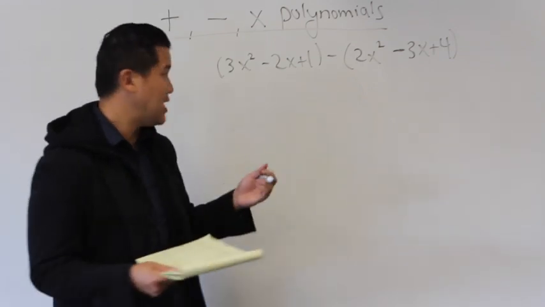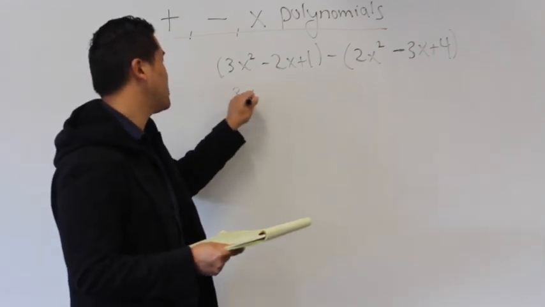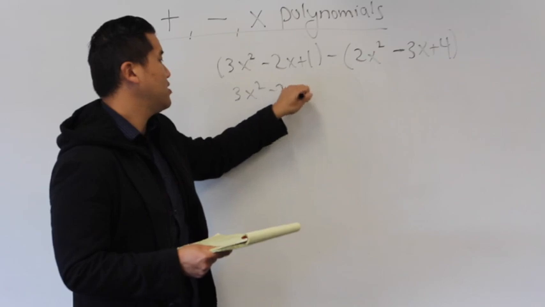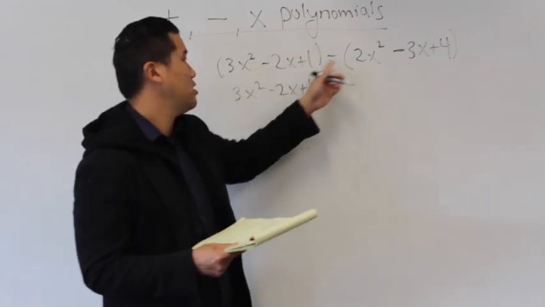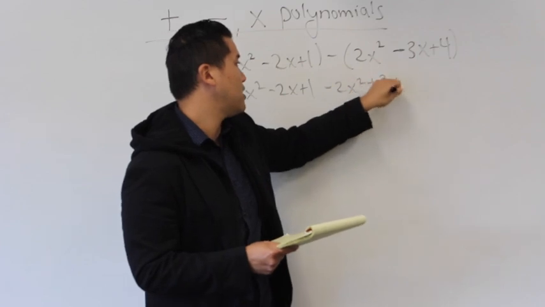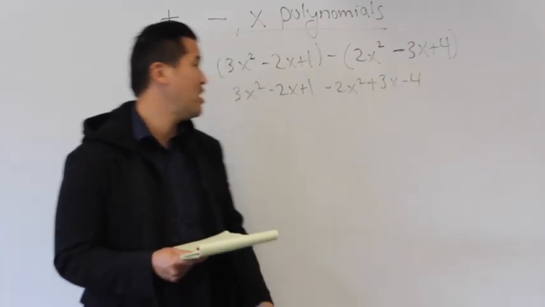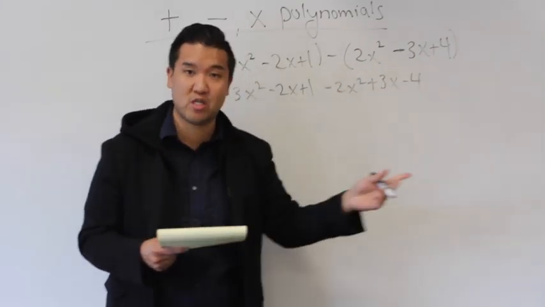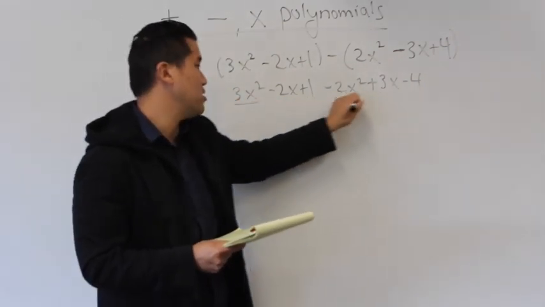Alright, let's see what you got. So I'm going to distribute first. I'm going to take one extra step. You don't need the parentheses anymore once we distribute here. So you have minus 2x squared plus 3x minus 4. So as you can tell, my signs here are switched. Now we're going to combine like terms.